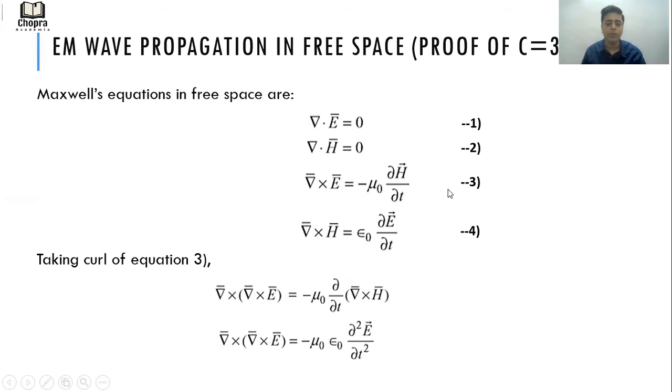Now we use the third equation and we take curl on both the sides. So this becomes curl of curl E, which is equal to minus mu naught dou by dou t of curl of H. Now we substitute for curl of H from equation number 4. So we get curl of curl E is equal to minus mu naught epsilon naught dou square E by dou t square. So we have substituted this value here.